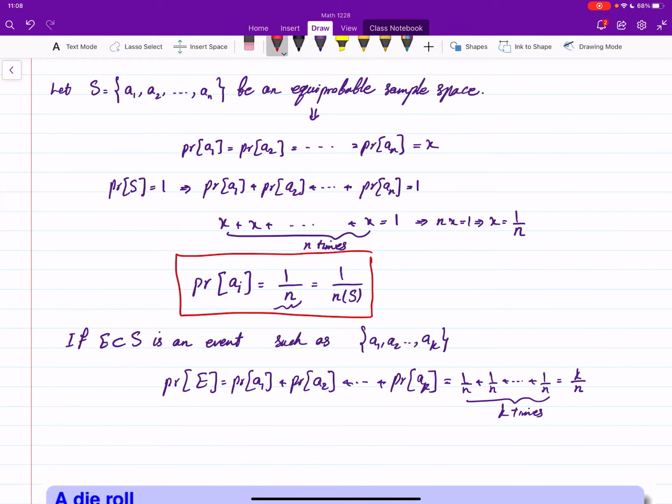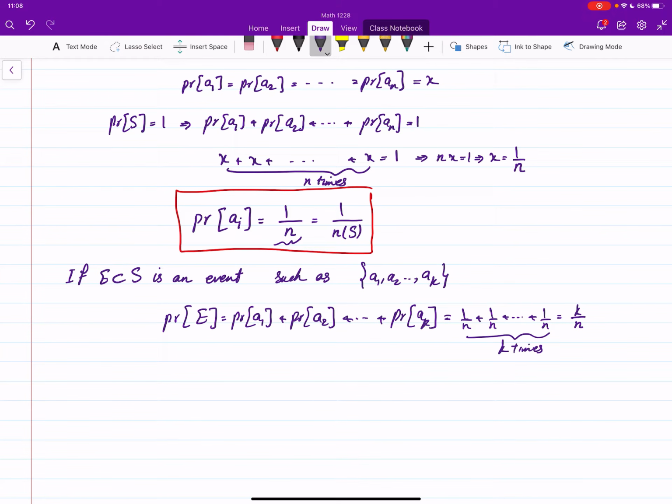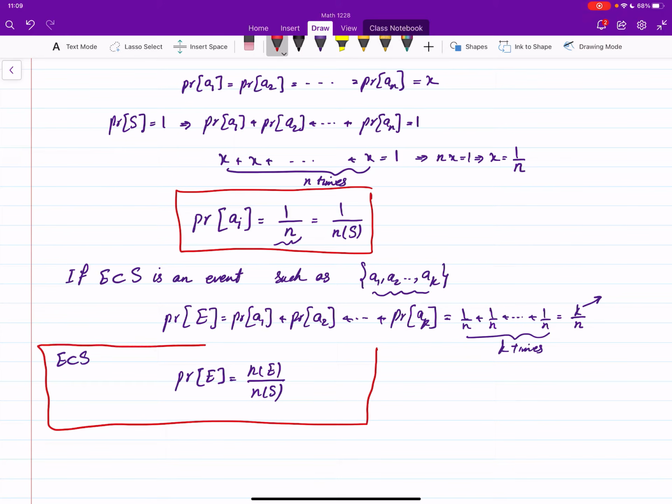So this was the first one. And as a result of that, we have that the probability of an event, a subset of an equiprobable sample space, is equal to this. K is the number of elements of E, so this will be n of E over n of S. So this is when E is a subset of S and S is equiprobable. So that is where we have the second and important formula.